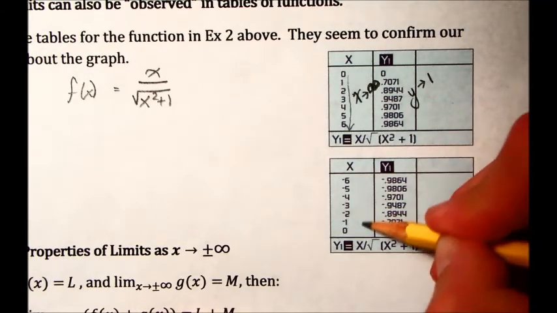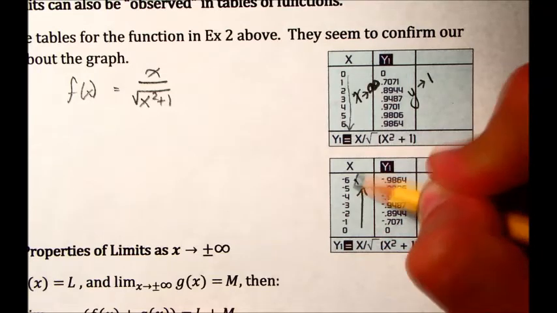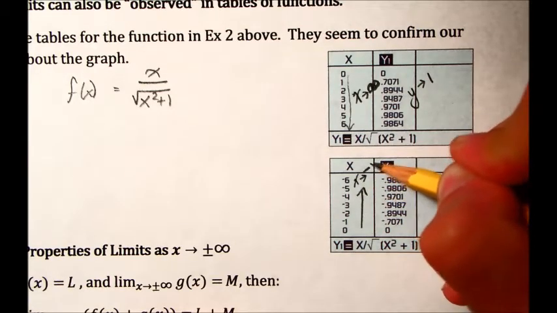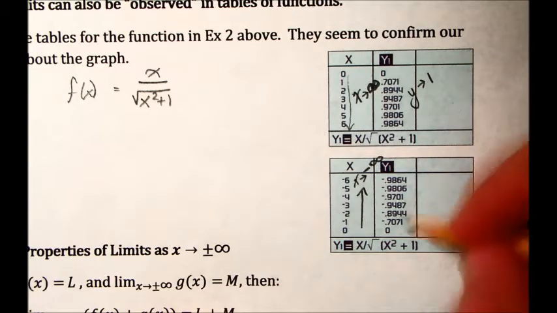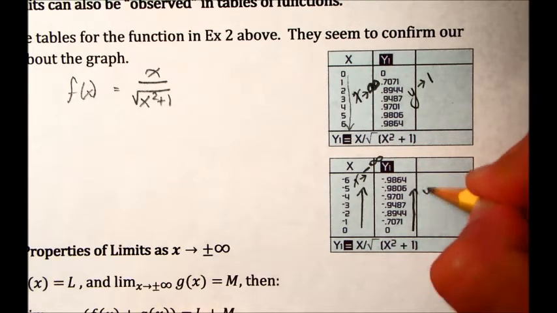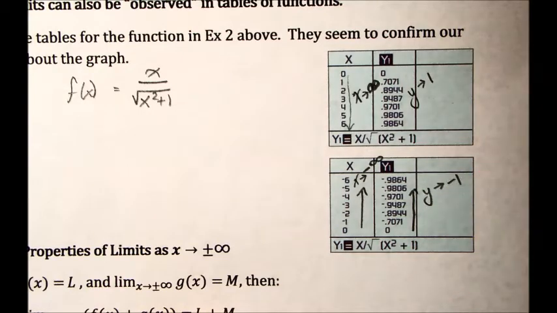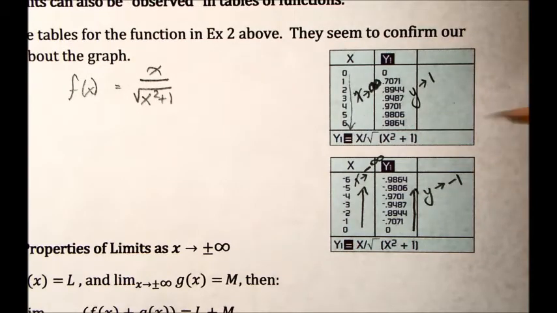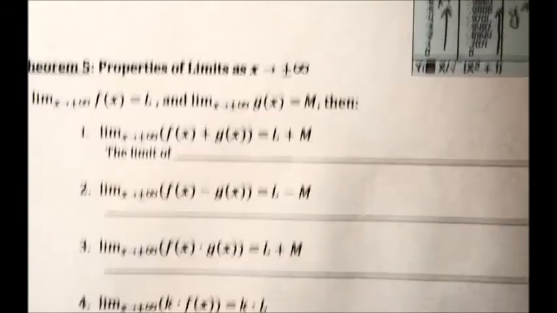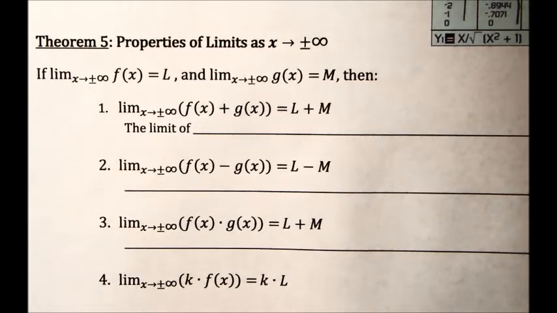And then we can see here as x goes to negative infinity, we can see that y goes to negative 1. So you're just following the numerical trend, and you can see that these are getting closer. 0.9864 is closer to 1 than 0.9906 was. And also true for the negatives. Okay, I think that's pretty self-explanatory. You can tell from the table what the behavior of the numbers are on the y column as you progress along the x column.